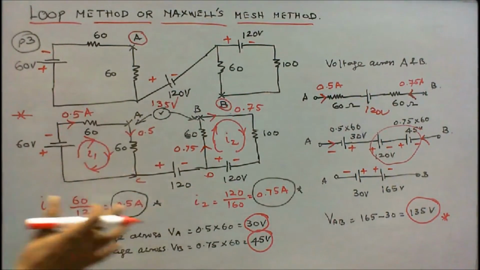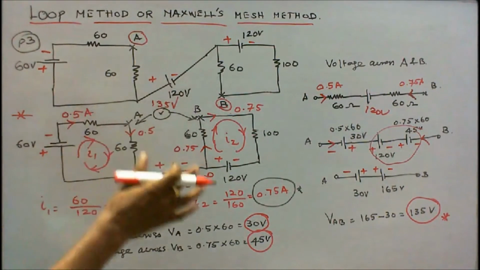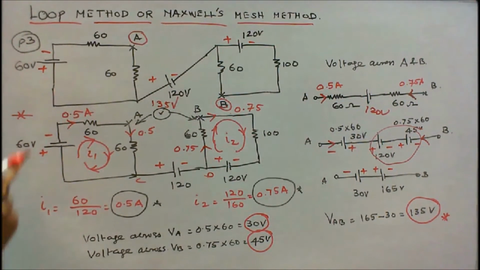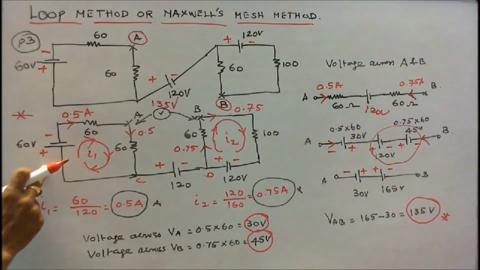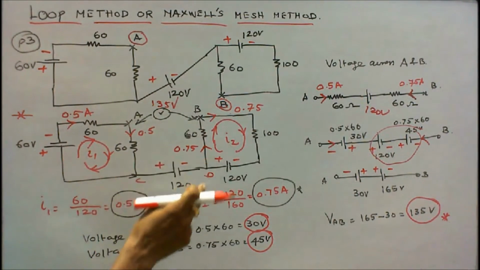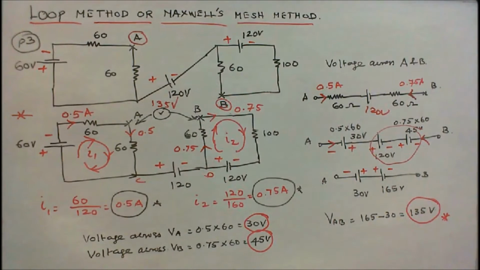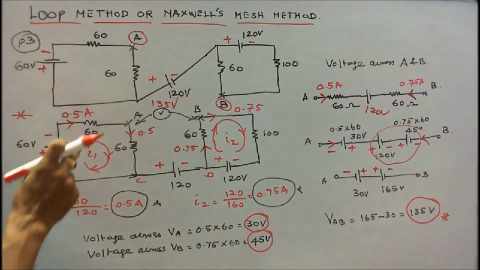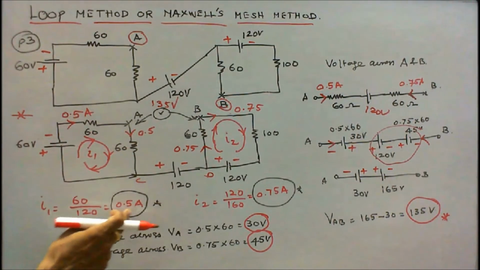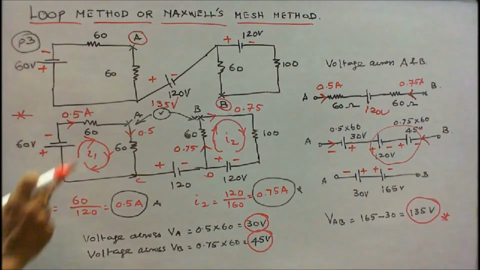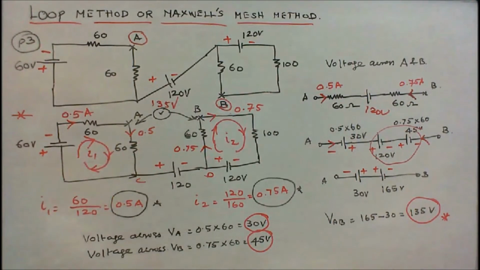I redraw the diagram like this, the same diagram. I mark this as minus, this as plus; this is plus minus, this is plus minus. I can find I1. I1 is equal to 60 divided by 60 plus 60, that is 120. That is equal to 0.5 amps. So the current flow in the circuit is 0.5 amps.